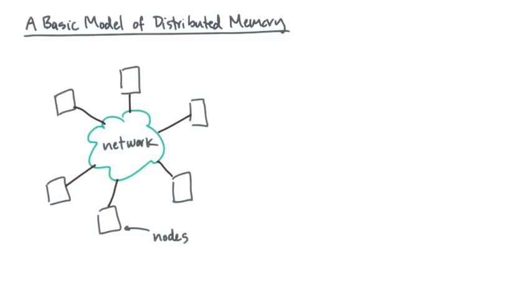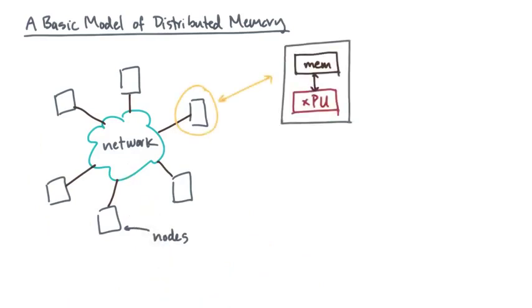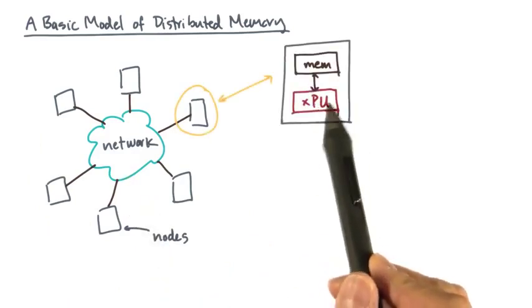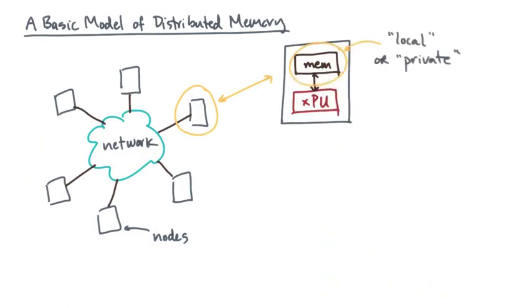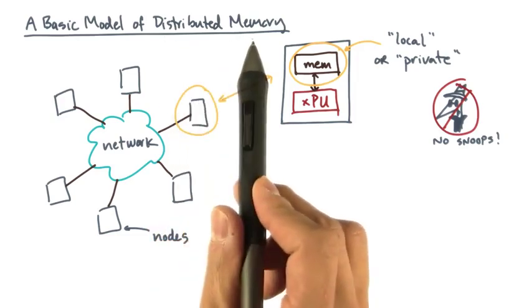To start designing algorithms for a cluster or a supercomputer, you're going to need a machine model. How about this one? In this model, a machine is a collection of nodes connected by some kind of network. Each node consists of a processor connected to a private memory. By private, I mean that the node can only directly read or write its own memory. It can't directly access the memory of other nodes. I'll refer to this type of machine as a distributed memory machine.